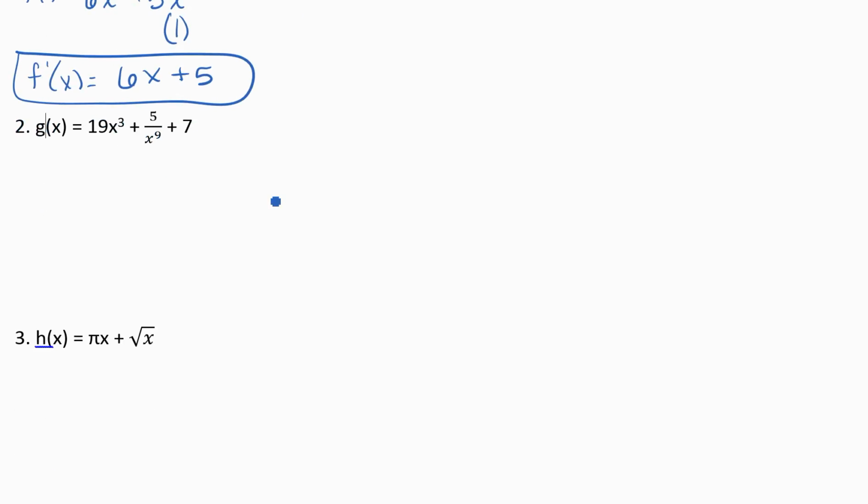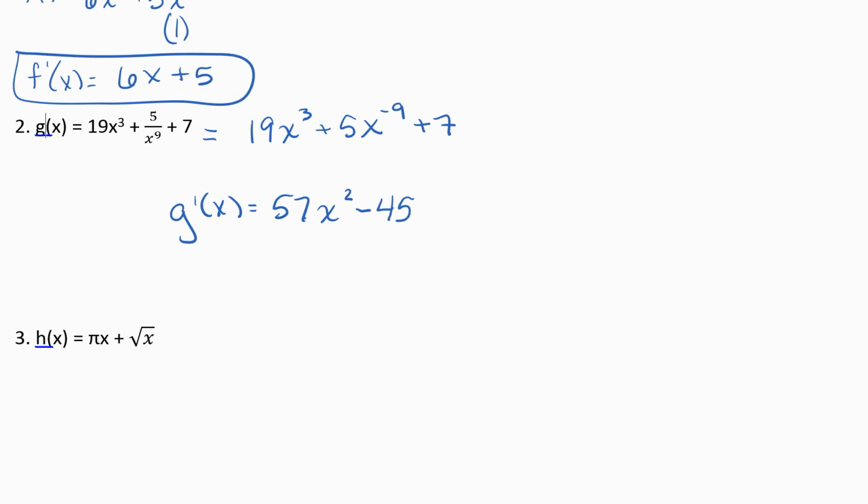Okay, next we want to look at g of x equals 19x cubed plus 5 over x to the 9th plus 7. And the first thing I like to do before I take any derivatives is make everything look like powers of x. So this 5 over x to the ninth, I'm going to write that as 5x to the negative ninth plus 7. So now we're going to take the derivative of each of these pieces. So g prime of x, we're going to do 19 times 3, which is 57. So 57, we subtract the power, so x squared. Now we do negative 9 times 5, so that'll give us negative 45. X, negative 9 minus 1 is negative 10.